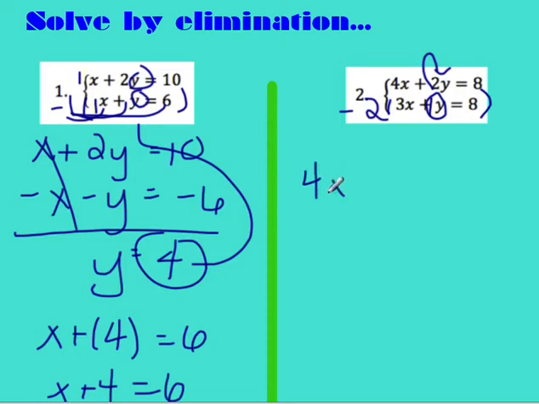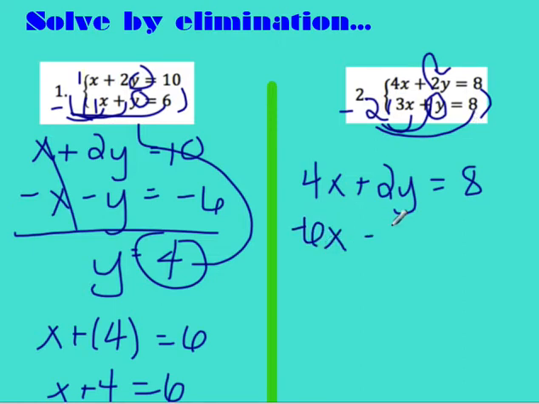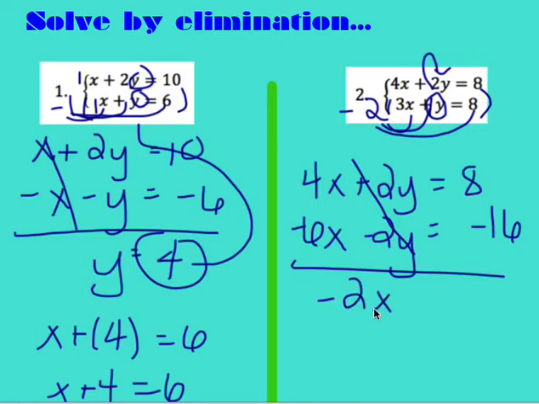So the first equation is 4x plus 2y is equal to 8. Now I'm going to take that second equation and multiply everything in it by a -2. -2 times 3 is -6x. -2 times 1 is -2y. And then 8 times -2 is going to give me a -16. So now we can go ahead and add down the columns because I know my y's are going to cancel. 4x minus 6x is a -2x. 8 minus 16 is a -8.